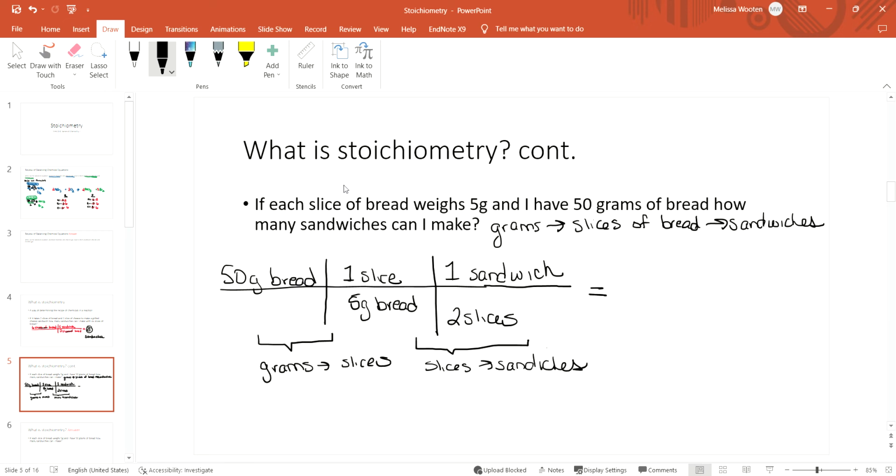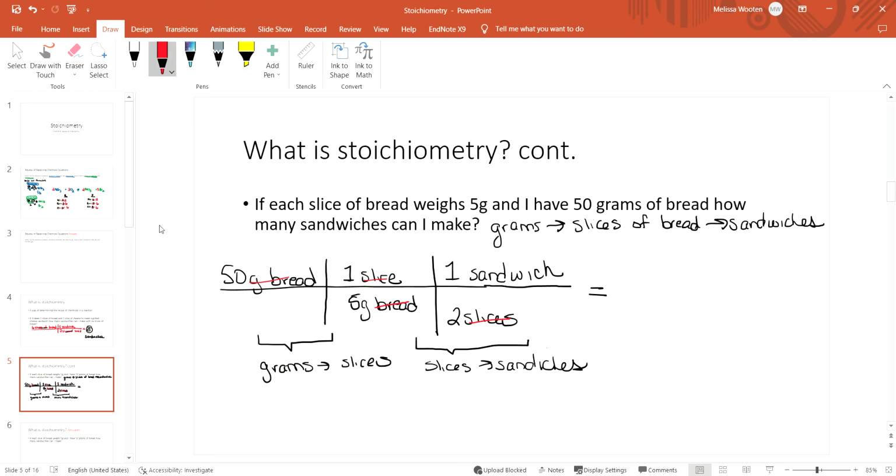Okay. And so let me make sure my units are canceling. I'm going from grams of bread to slices of bread, and then from slices to sandwiches. I want to end with sandwiches because it's asking me how many sandwiches can I make.